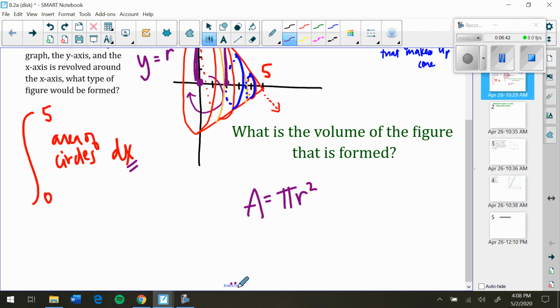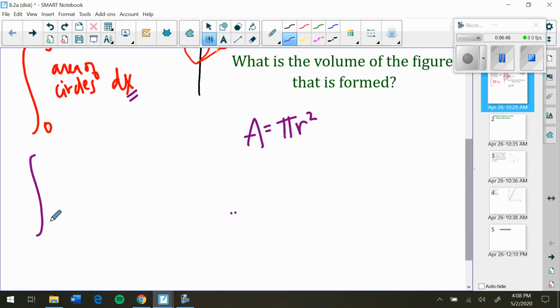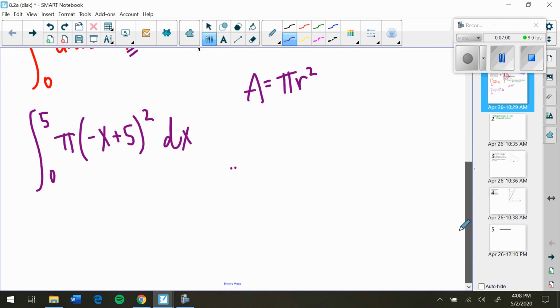So I can do a little more work here. I can write the integral from 0 to 5 of pi, our radius, which was (-x plus 5) squared, with respect to x. And that, my friends, is going to find the volume of this beautiful cone. So let's find it together.